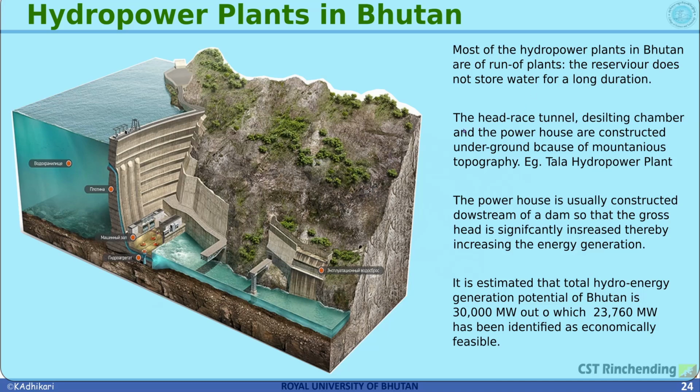And there are other components, like the headrace tunnel, which is not shown here and is supposed to be inside this mountain. The desilting chamber is a chamber where the main silt is removed; the chamber is mainly used to remove the silt.